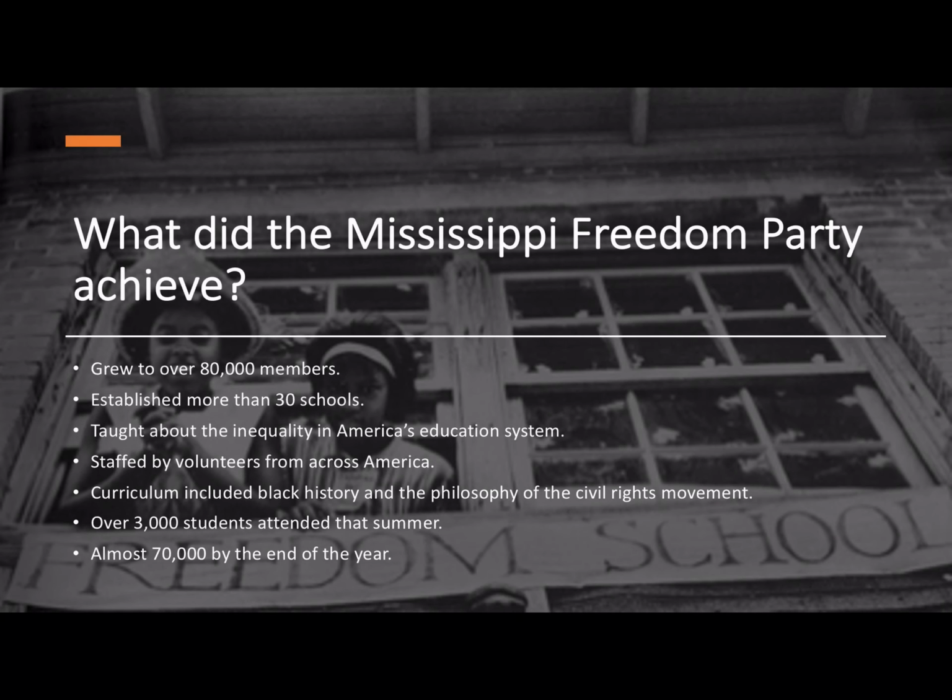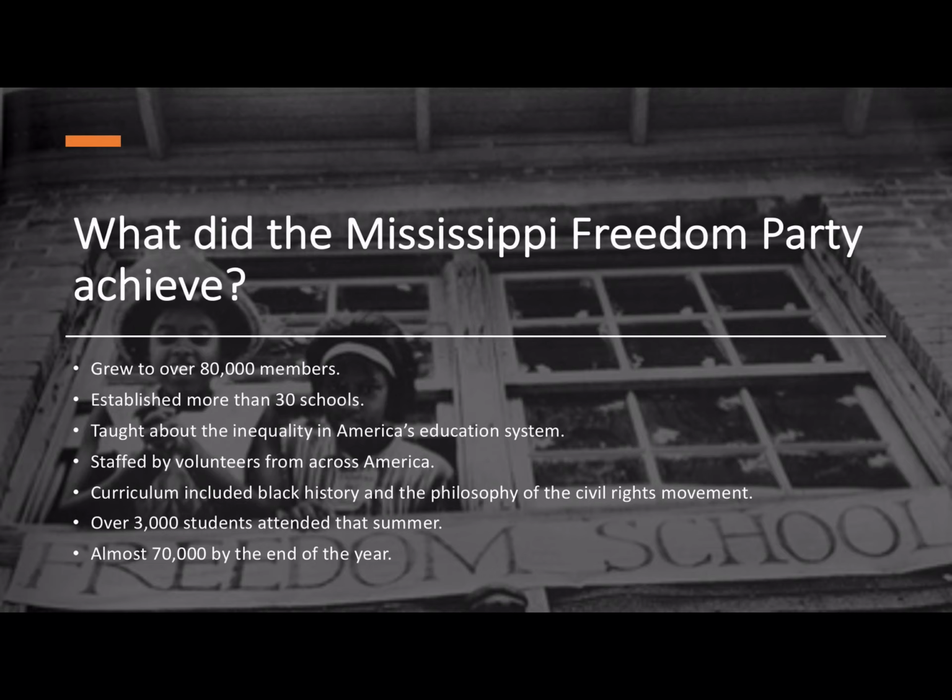So, they achieved quite a lot. There were more than 80,000 members. They also established more than 30 freedom schools in towns throughout Mississippi to address inequality in Mississippi's education system. Volunteers from across the USA taught in the schools. The curriculum included black history and the philosophy of the civil rights movement.